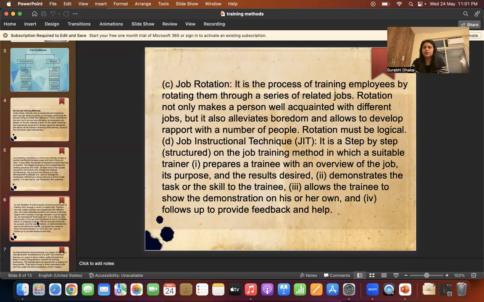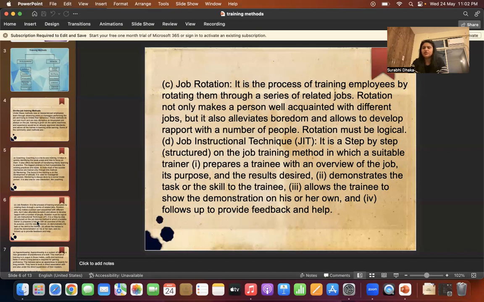Job rotation is the process of training employees by rotating them through a series of related jobs. Rotation not only makes a person well acquainted with different jobs, but it also eliminates boredom and allows one to develop rapport with a number of people. Rotation must be logical. And then comes your fourth type, that is your job instruction training.